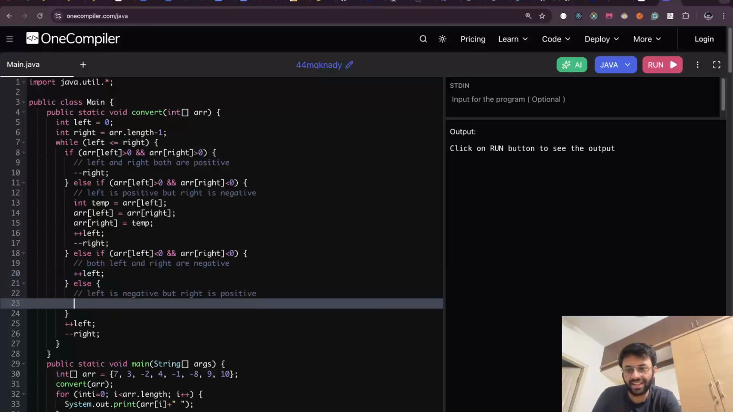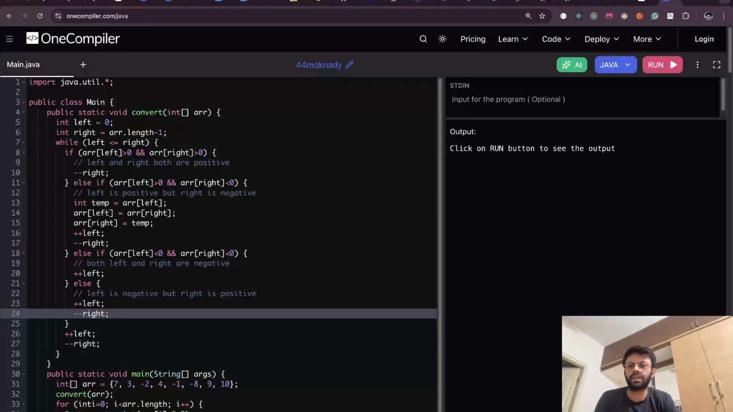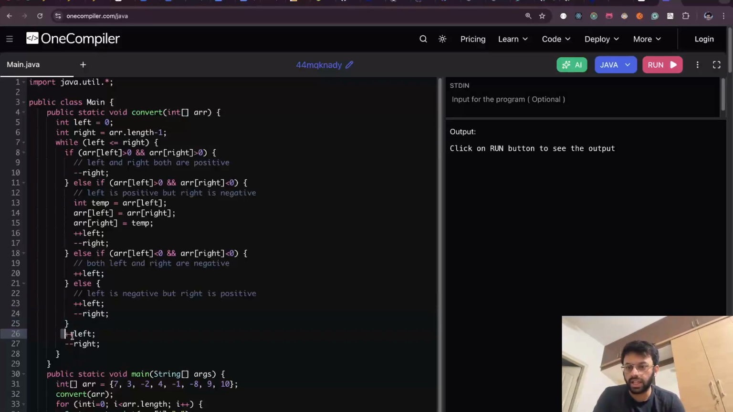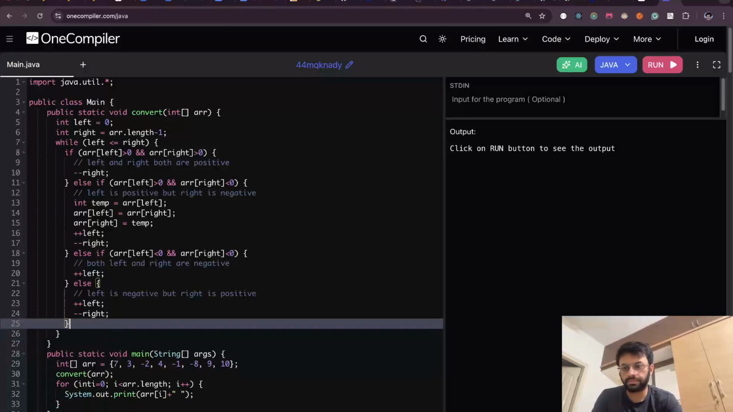Okay. Then in the else condition, left is negative but right is positive. This is correct. Left should have the negative elements and it is pointing to a negative element. Right should have the positive elements and it is pointing to a positive element. So both are correct. So if both are correct, we'll simply move both the pointers. Okay, that's it, done. This is my code. Sorry, here I don't need to move them. Okay. So this is the two pointer method.